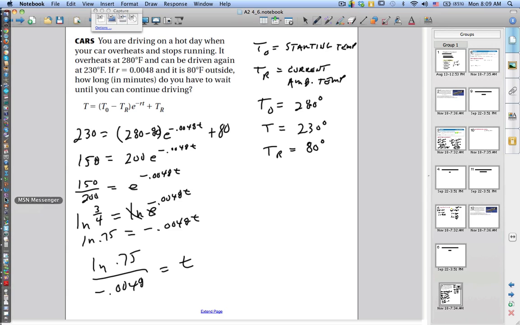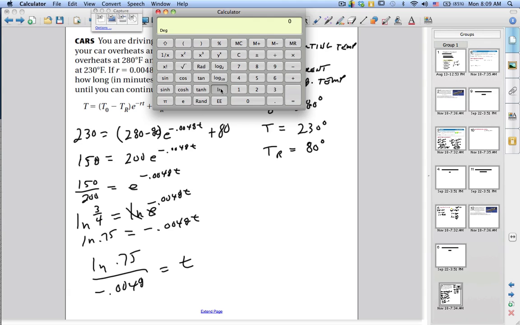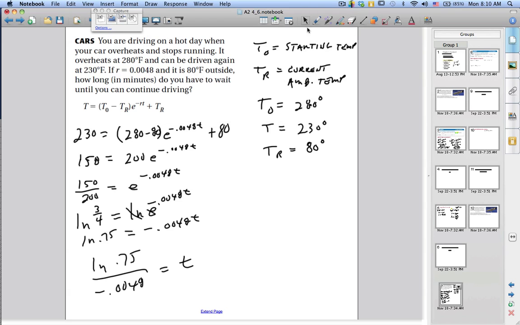So if I pull up a calculator, I'm going to take the natural log of 0.75, and then I'm going to divide it by the opposite of 0.0048, and I end up basically getting 60. So it looks like in time I'm going to have to wait about an hour.